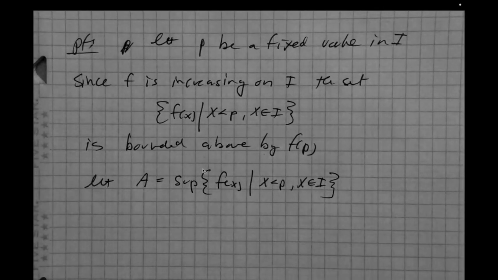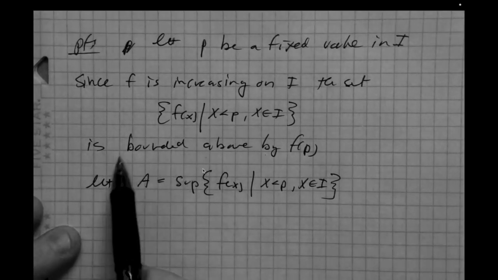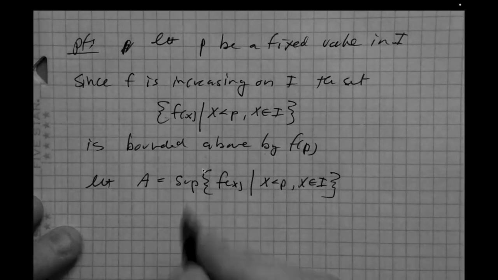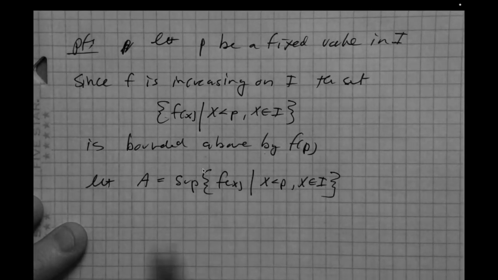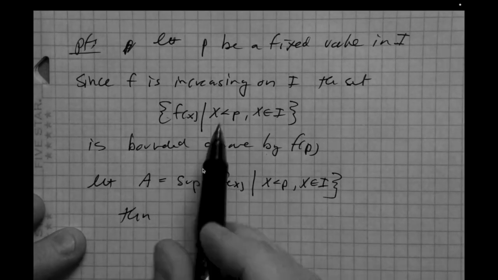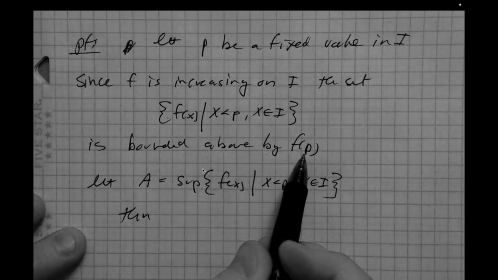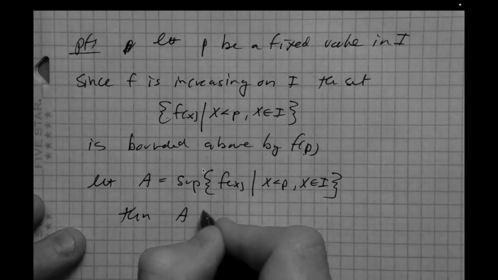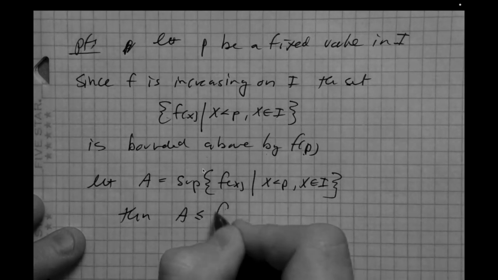Okay, I hope that notation's all right. We're going to say that A is the supremum of all of these f of x values. Right, and so if the set is bounded above by f of p, that means the supremum of the set must be less than or equal to f of p. A is the least upper bound of this set, and this is an upper bound, so A is less than or equal to f of p.